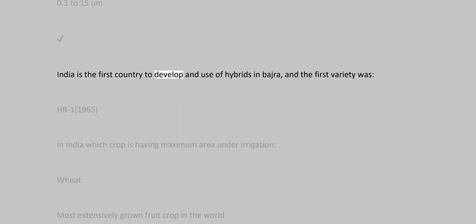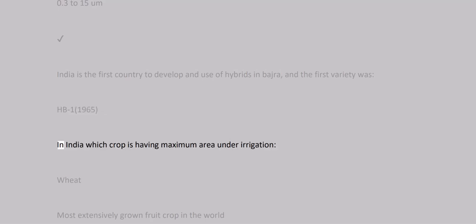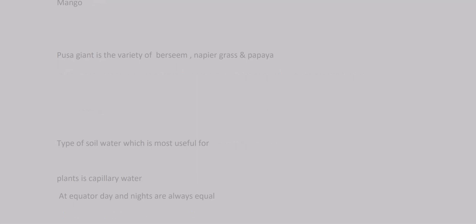India is the first country to develop and use hybrids in bajra, and the first variety was HB1, 1965. In India, which crop has maximum area under irrigation? Wheat. The most extensively grown fruit crop in the world is mango. Pusa Giant is a variety of berseem, napier grass and papaya. The type of soil water which is most useful for plants is capillary water. At the equator, day and night are always equal.